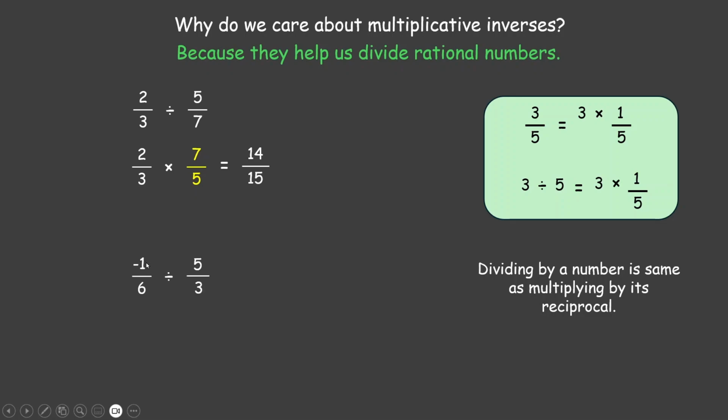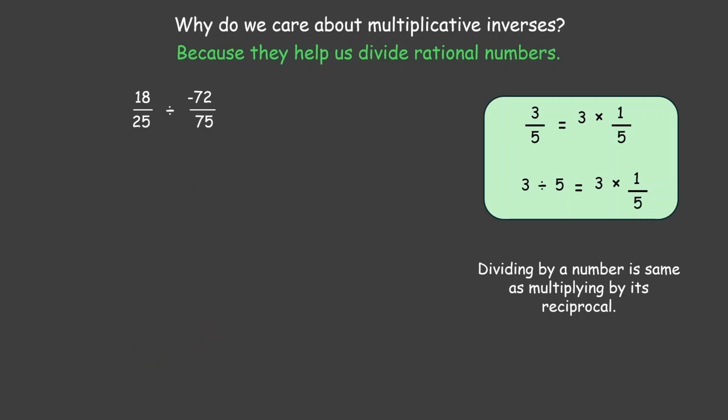Now we need to divide minus 1 by 6 by 5 by 3. So this will be minus 1 by 6 into 3 by 5. Now we can simplify this. Okay, 3 and 6, they're both divisible by 3. So this is 3 into 1 and this is 3 into 2. 3 into 2 is 6. So now the numerator is minus 1 into 1, which is minus 1 divided by 2 into 5, that is 10. Let us look at a couple of more examples.